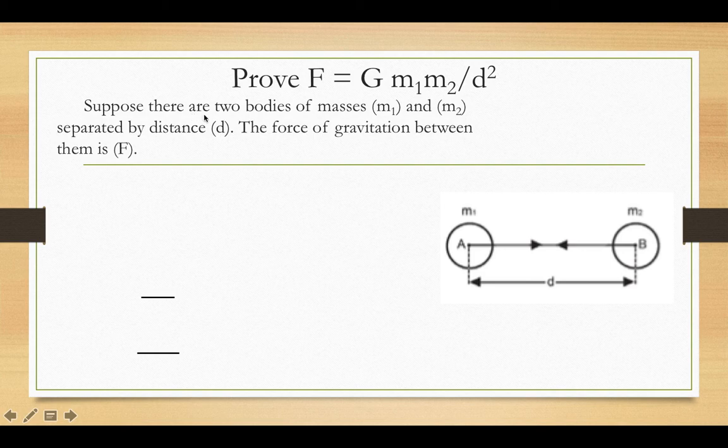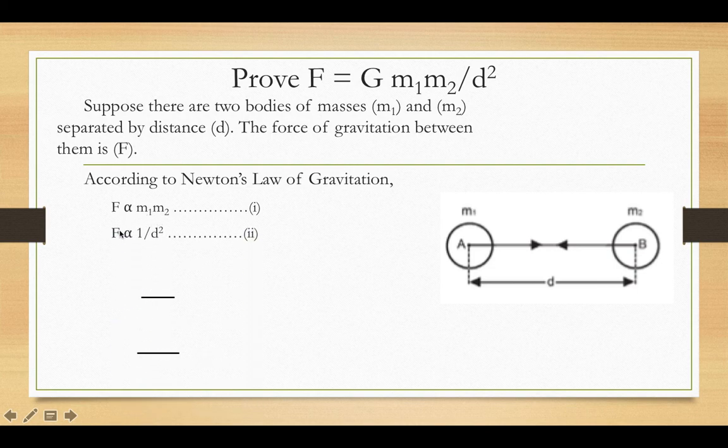Suppose there are two bodies of masses m1 and m2 separated by distance d, and the force of gravitation between them is F. According to Newton's law of gravitation, which we have just learned, the force of gravitation is directly proportional to the product of their masses, and the force of gravitation is inversely proportional to the square of the distance between them.